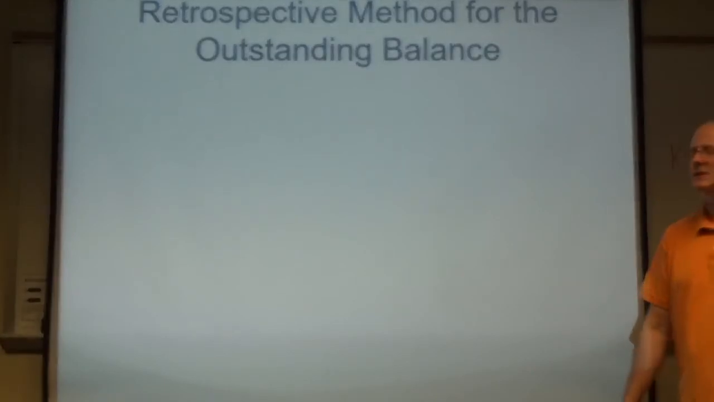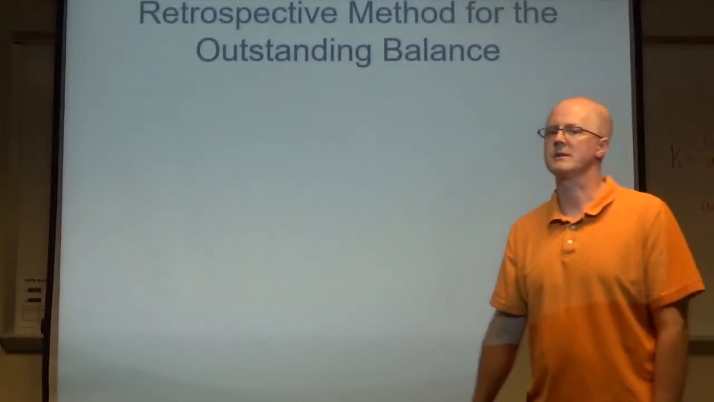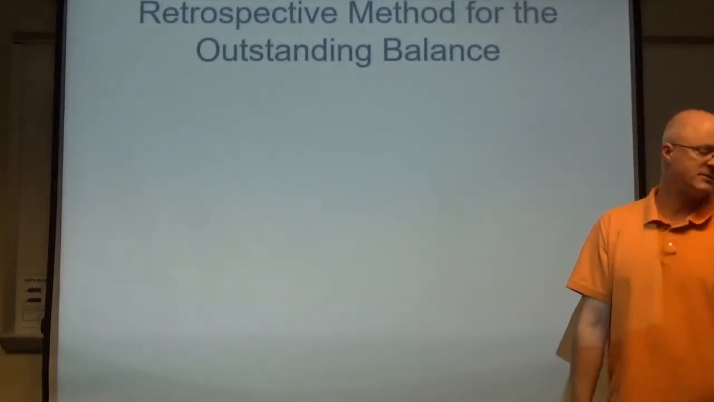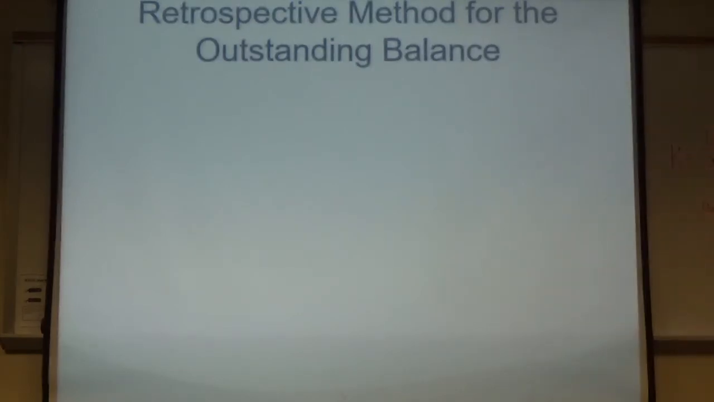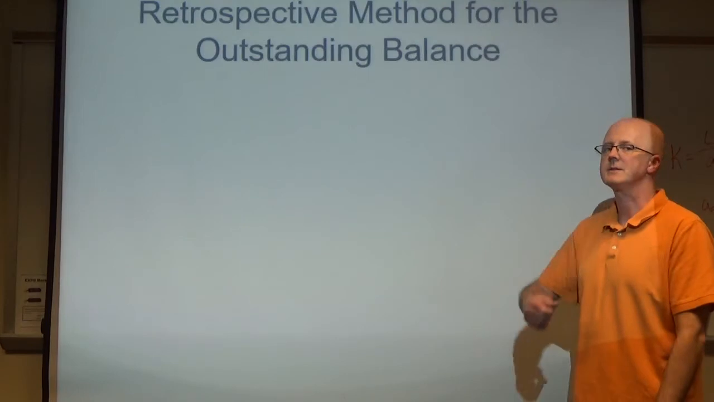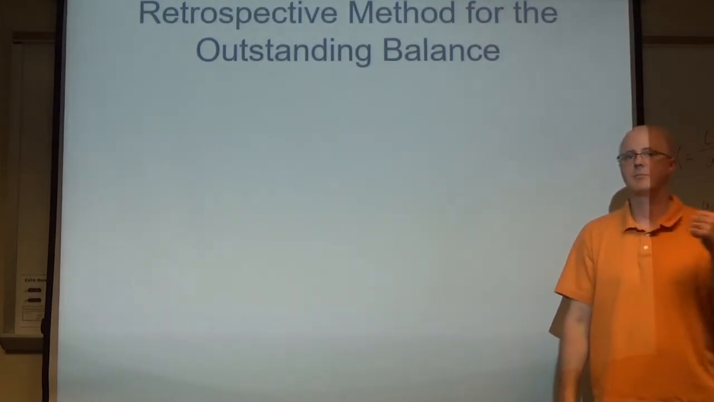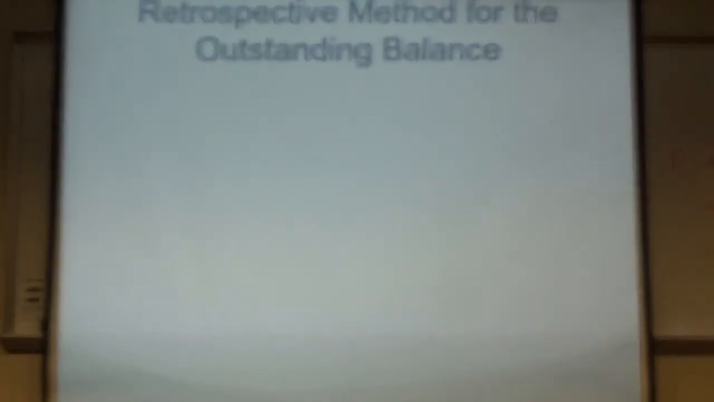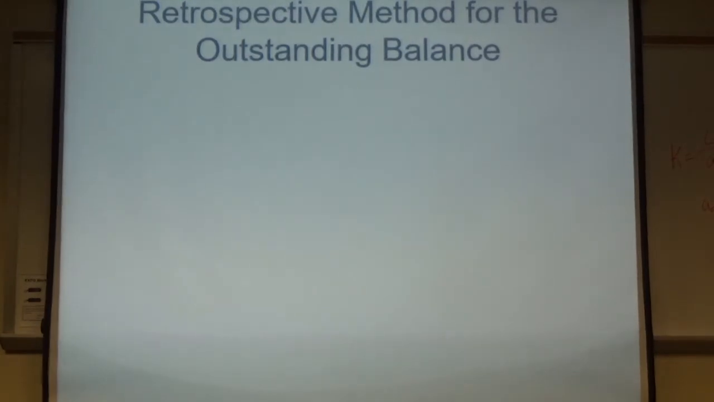The next few slides I'm going to show you are probably the most important in terms of problem-solving for Actuarial Exam 2 on financial math. There are formulas for finding the outstanding balance at an arbitrary moment in time. There's something called the retrospective method and something called the prospective method. They give you two seemingly different formulas, but they do give you the same value.